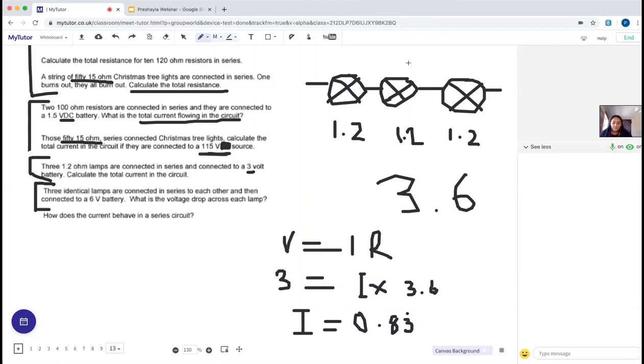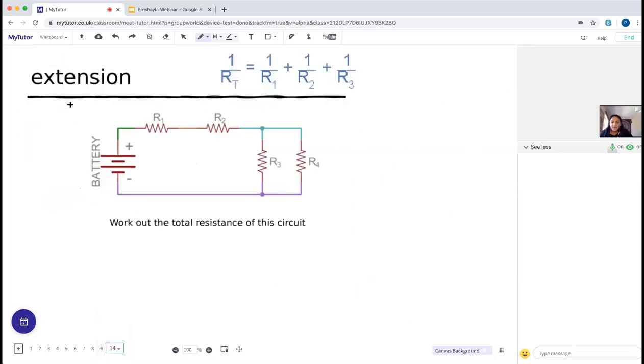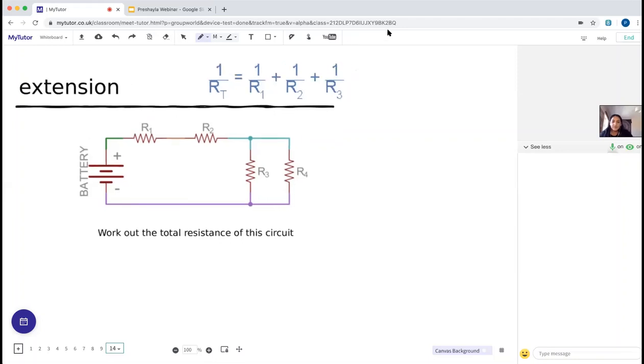Cool. Okay, so with the couple of minutes we have left, maybe we should just do one final question. Yeah, absolutely. This is actually an extension, so it's a good question to end with. We've only been talking about resistors in series today. So now we're going to move on to resistors in parallel.